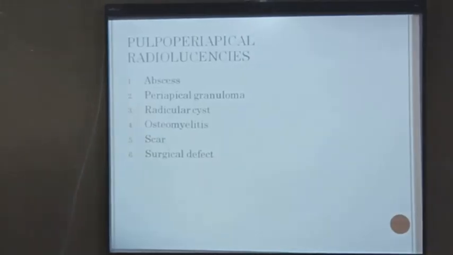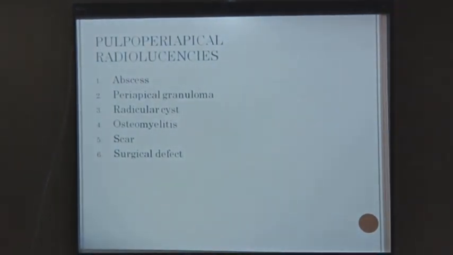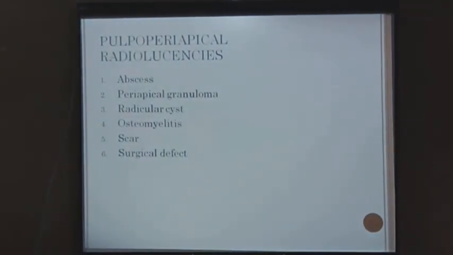That's all. Granuloma is less than 1 centimeter. Okay. Radicular cyst and periapical granuloma. Sclerotic border on the periphery. Well-defined radiolucency will be there in radicular cyst.